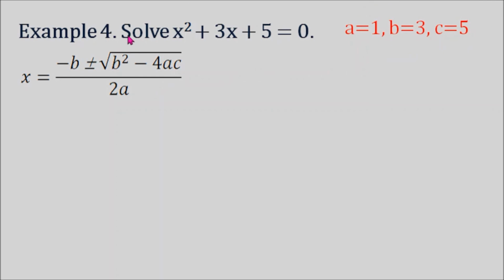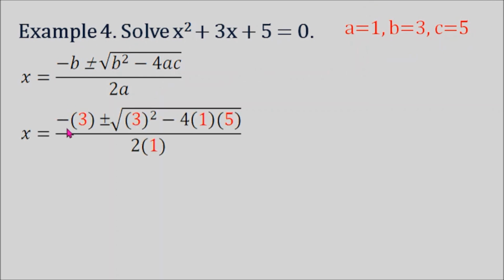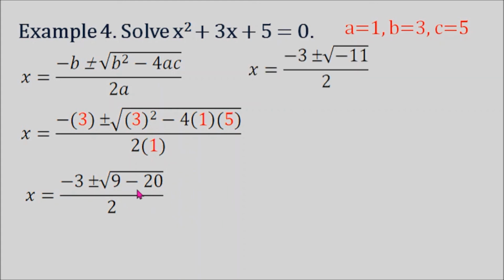Plugging these values into our formula, we have negative 3 plus and minus square root of 3 squared minus 4 times 1 times 5 all over 2 times 1. Now simplifying furthermore, we have negative 3 plus and minus 3 squared is 9. Negative 4 times 1 times 5 is negative 20. All over 2 times 1 is 2. Now 9 minus 20 is negative 11. So we have negative 3 plus and minus square root of negative 11 all over 2.